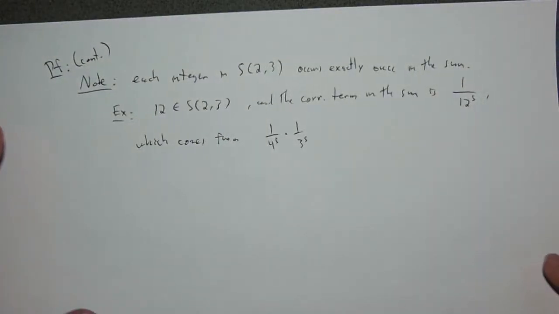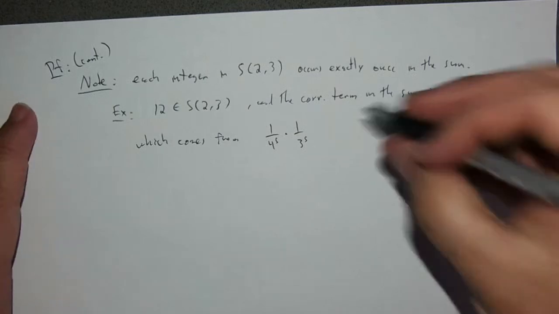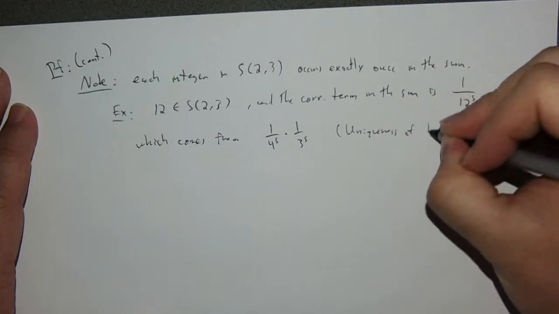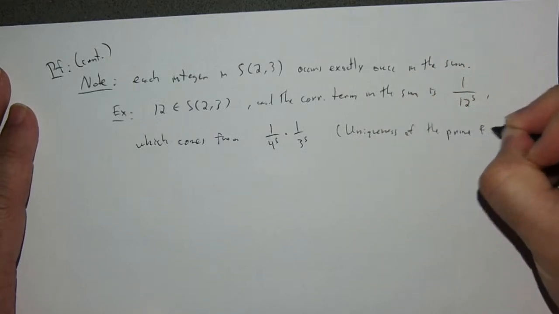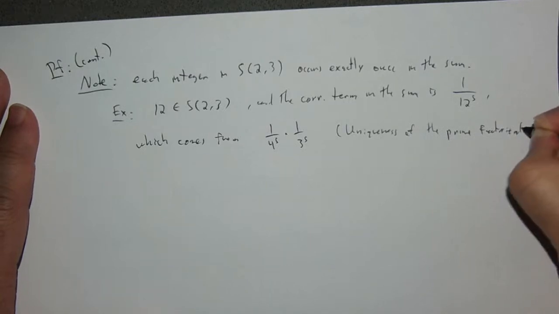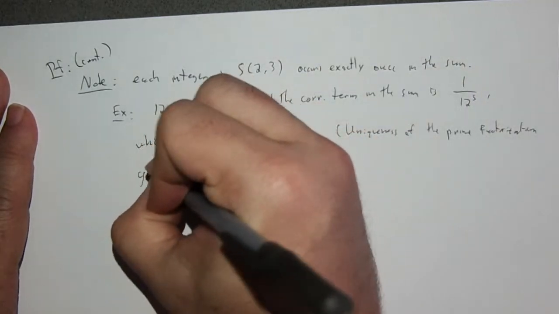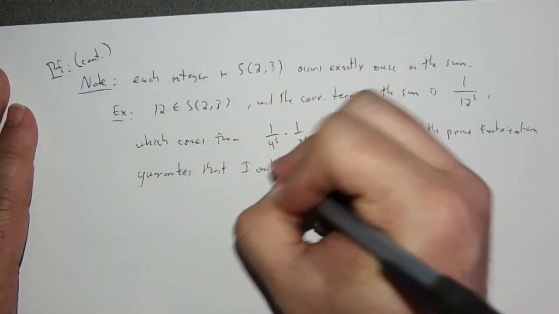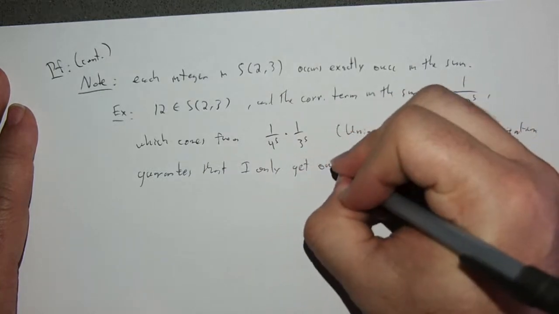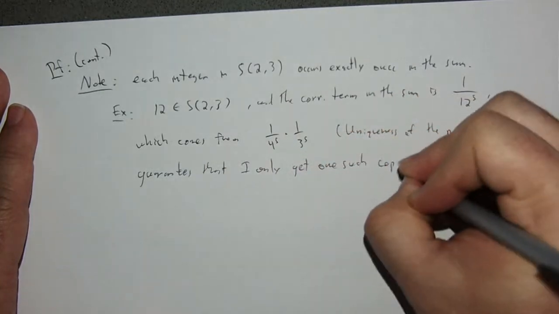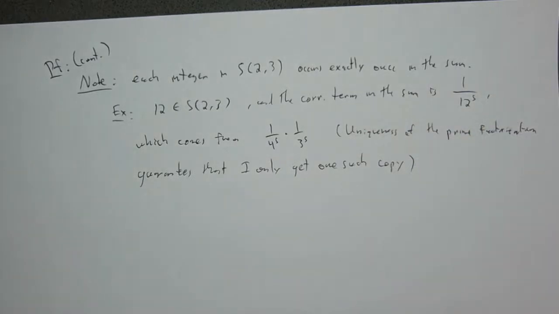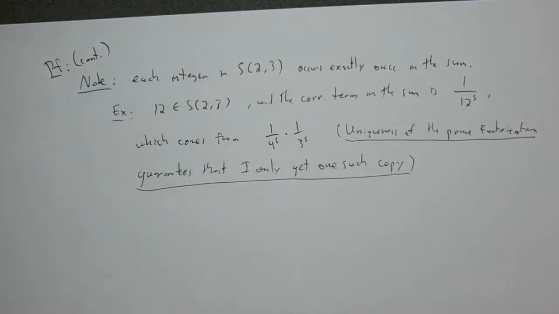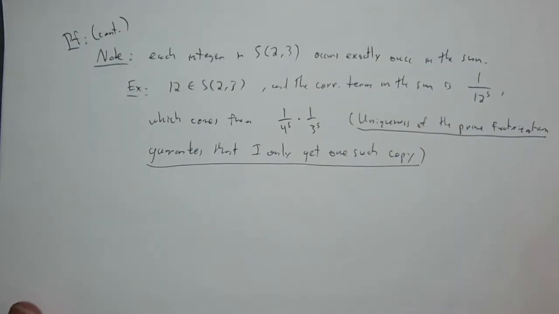So it's the uniqueness of the prime factorization that guarantees that I only get one such copy. And since this is supposed to be rounding out our chapter on applications of prime factorization, this is key. Okay, and this is a nice fact.